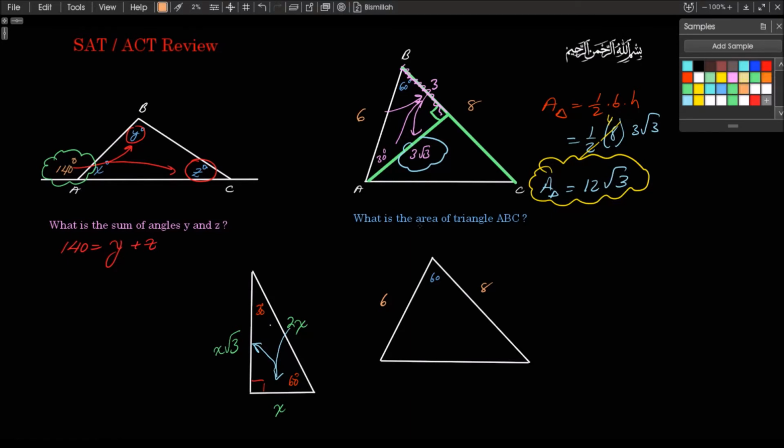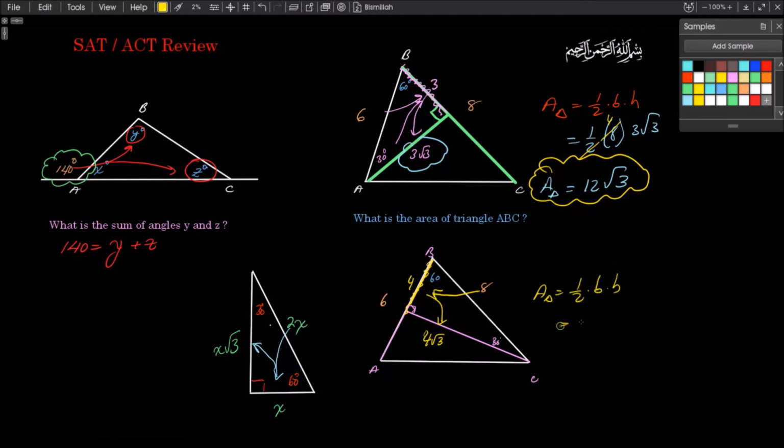Now, just to humor ourselves, let's try using AB as the base. If we use AB as the base, then we would draw this particular height over here like this, right? And this would be 30 degrees. And then we would do the same thing. The side across from 30 degrees is half the hypotenuse. So this little segment here is going to be 4. And this height that corresponds to the base AB is going to be 4 square root of 3.